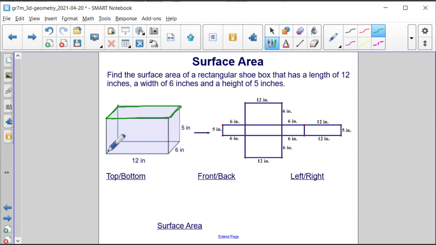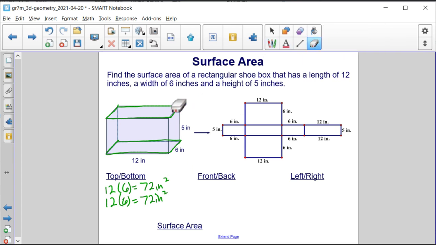So first, let's look at the top and bottom. Our top and bottom have a length of 12 and a width of 6. So we can write this down 2 times, one for the top, one for the bottom. And when we multiply 12 and 6 together, we get 72 square inches. All right, now we got to look at the front and the back.